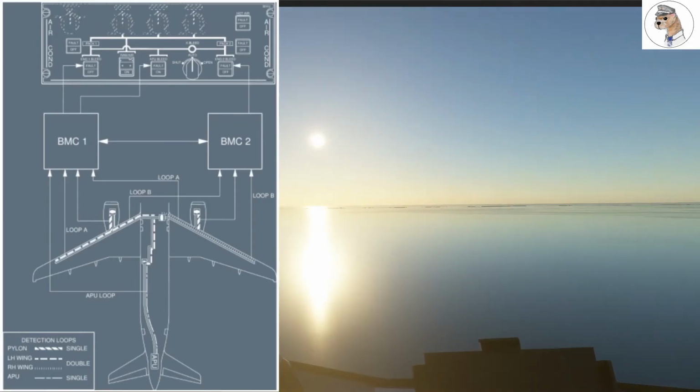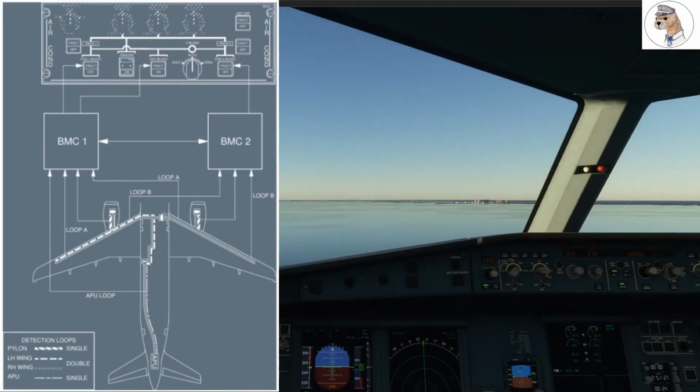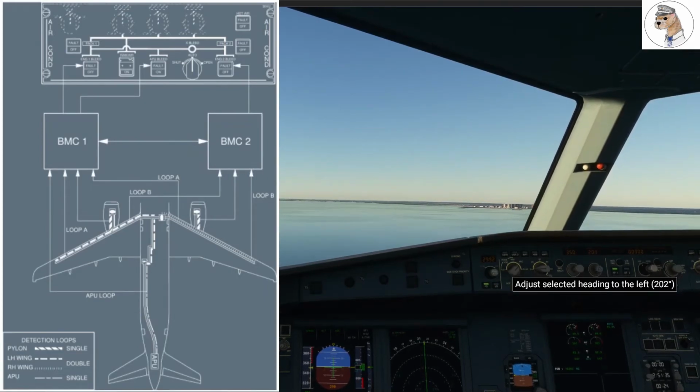In the event that an APU leak signal is generated, the APU bleed valve is closed automatically. A fault light comes on the overhead panel in the APU bleed push button switch, and the cross bleed valve will close automatically unless there's an engine start.